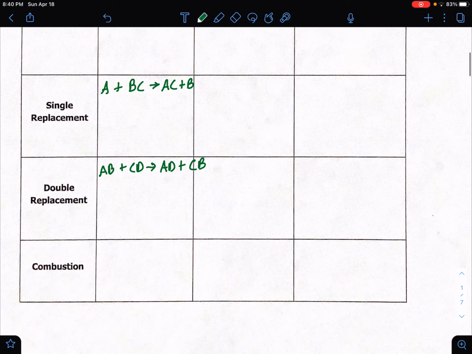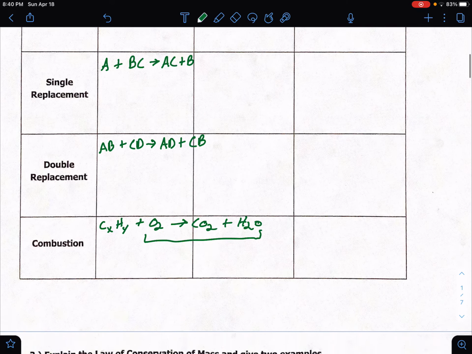Okay, then you have combustion. Combustion always looks the same. You have a hydrocarbon, so usually a certain number of carbons and a certain number of hydrogens, or there can be some oxygens in there. But the key thing is it reacts with oxygen gas, and this is going to produce CO2 and H2O. So combustion always looks the same. These three always look the same, so that would be a dead giveaway. Combustion is mostly just balancing. That's the biggest thing, and we'll get into more examples on that.